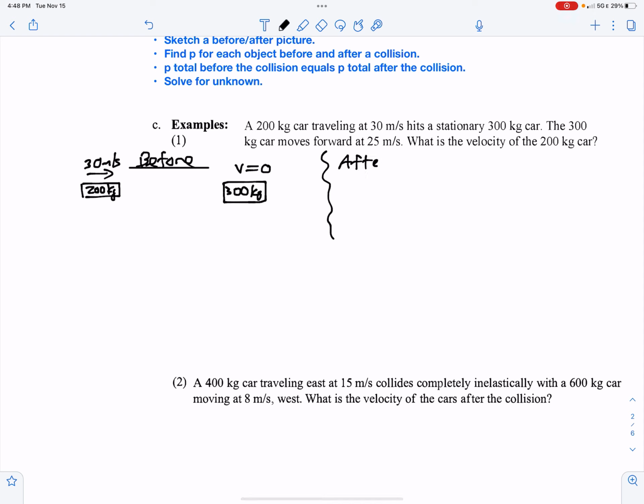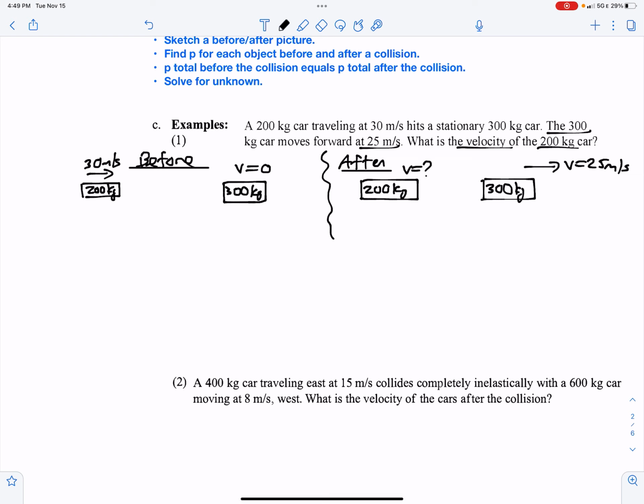So afterwards, the 300 kilogram car, the one that was at rest, moves forward. So this car, the 300 kilogram car, moves forward with a velocity of 25 meters per second. Question is, what is the velocity of the first car? That's what we're looking for. So we're looking for that velocity after collision. So again, taking the time to really draw a picture and sketch it out is really going to give you a strong indication of what the variables are, how to organize it and such.